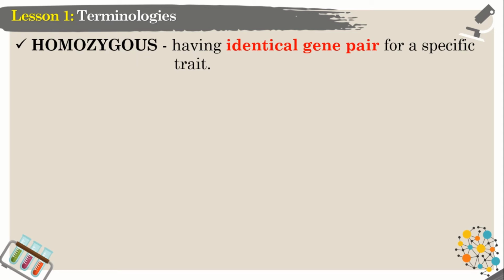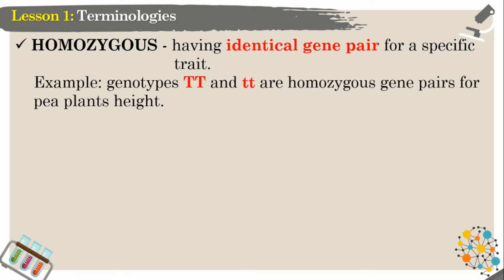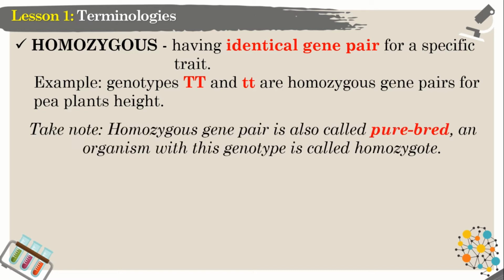Now, homozygous. We have two types of genotype, homozygous and heterozygous. When we talk about homozygous, these are a pair of genes that are identical, similar, with no difference. So those are homozygous genes. This homozygous gene is also called a pure gene pair.